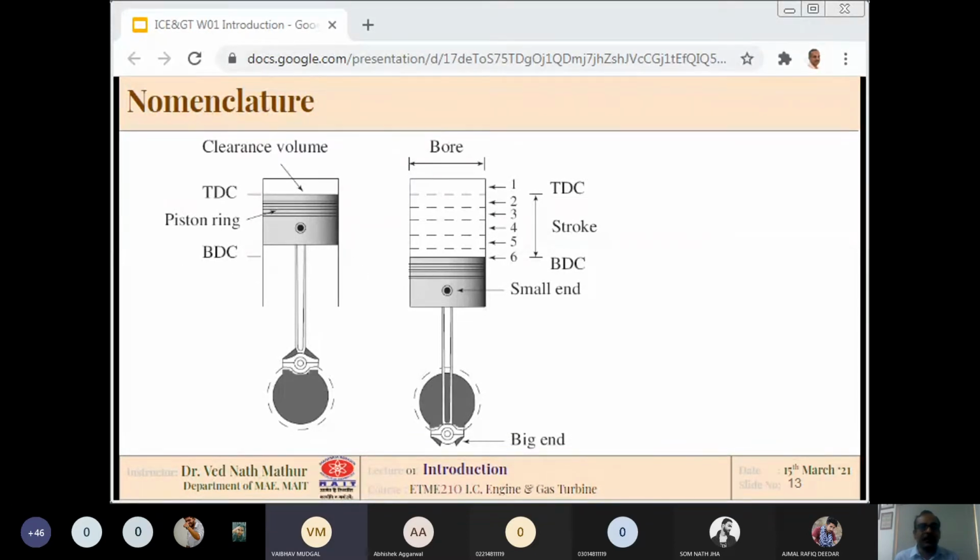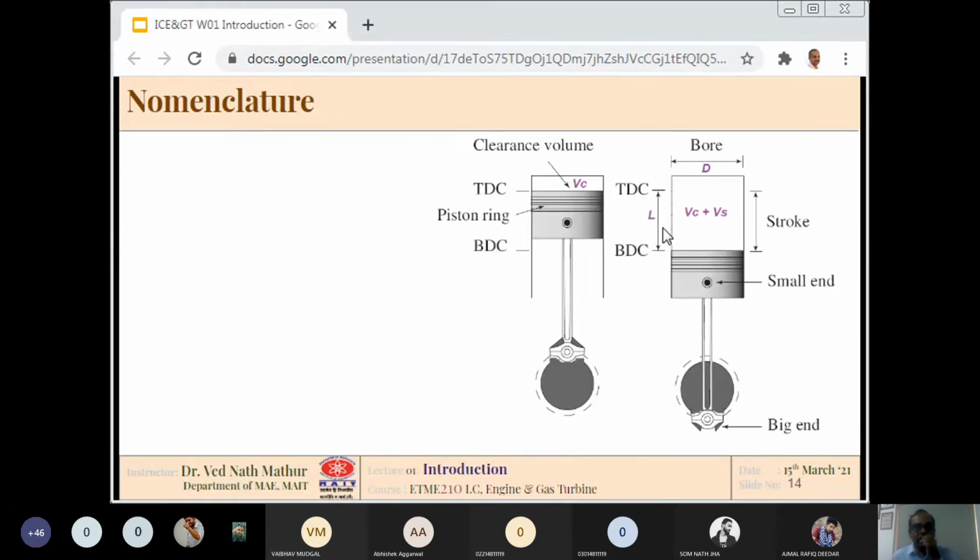Okay. So just look at some of the nomenclature. In this figure, you can see a piston, then a connecting rod, and the bottom portion is the crankshaft. In the first figure, the joint of the connecting rod is at the top portion, and when the crankshaft is rotated by 180 degrees, this joint comes at the bottom portion. So in the left figure, the piston is at the topmost position, and in the right side figure, the piston is at the bottommost position.